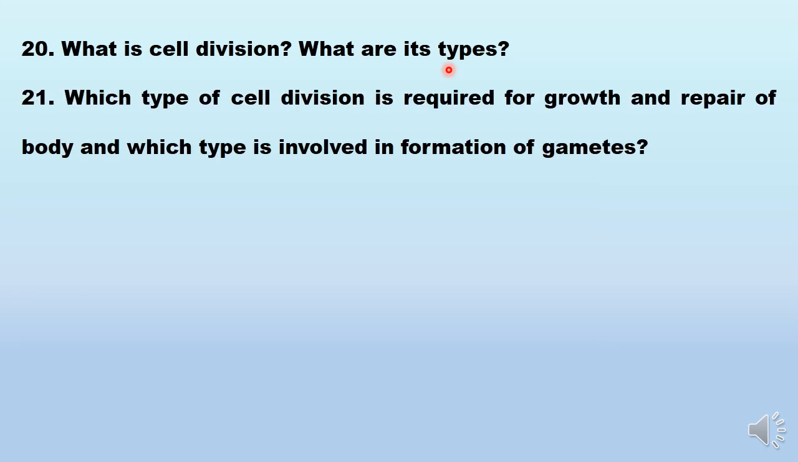Next question: which type of cell division is required for growth and repair of the body, and which type is involved in the formation of gametes? So, mitosis is the cell division which is required for growth and repair of the body, and meiosis is involved in formation of gametes. Now, this question can be asked in 1 mark, so you will write only this much. But if the same question is asked in 2 or 3 marks, you have to highlight the key points about mitosis as well as meiosis.